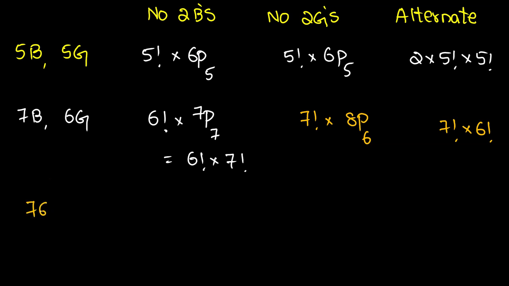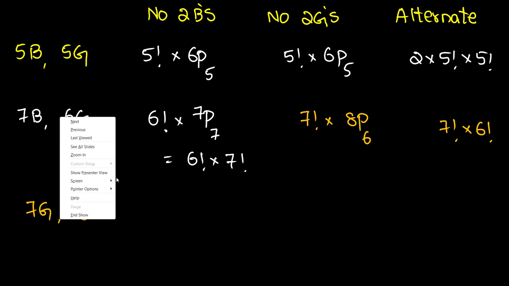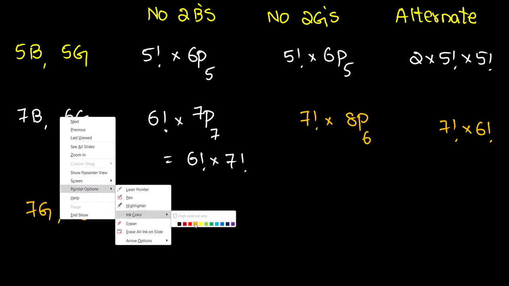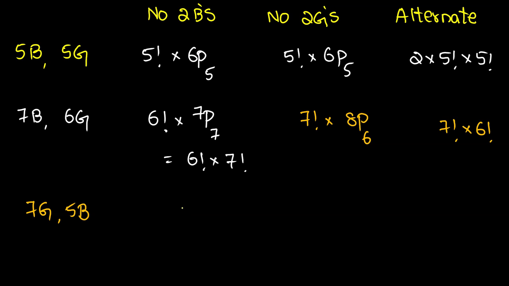Now 7 girls, 5 boys, all 3 answers please. No two boys together, no two girls together, alternate. All 3 questions. 7 girls and 5 boys. So first whom to arrange? Girls can be arranged in 7 factorial, 8 slots, 8P5.